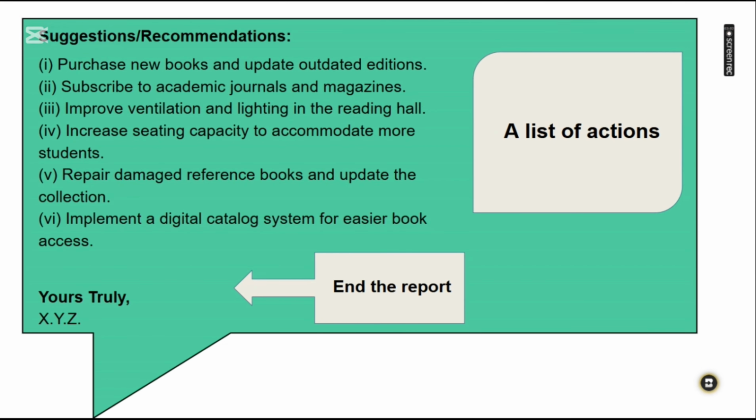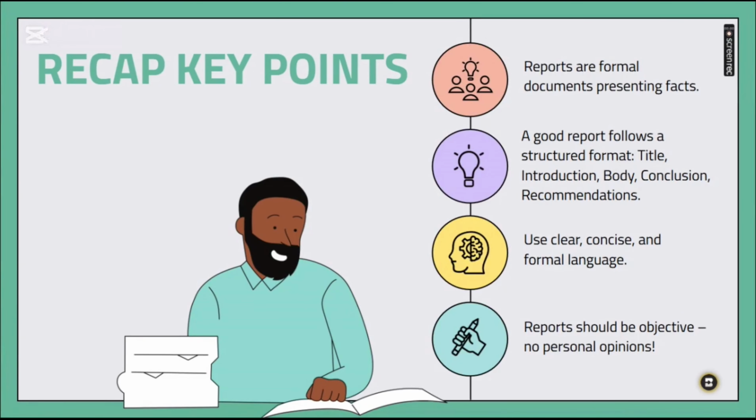Then you can also add that they should increase the seating capacity to accommodate more students. They should repair the damaged reference books, or they may update the collection. And they should also implement a digital catalog system for better and easier book access. By now, you should know exactly how to write a perfect report.